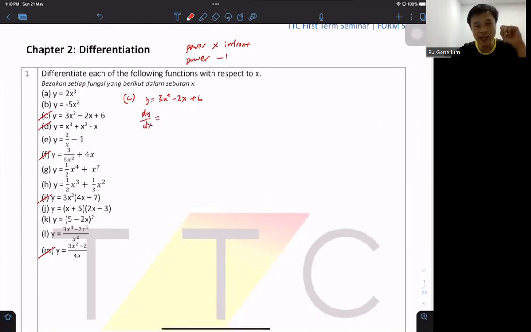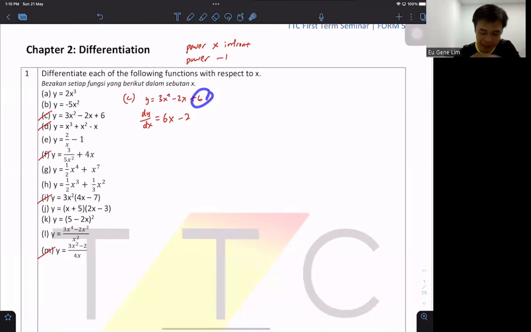So dy/dx is 2 times 3 is 6, 2 minus 1 is 1. So 6x power 1, but power 1 no need to write, so just 6x. Then minus 1 times 2. You see x power 1, 1 times 2 is 2, and then 1 minus 1 is 0. x power 0 means no x. So just 2.